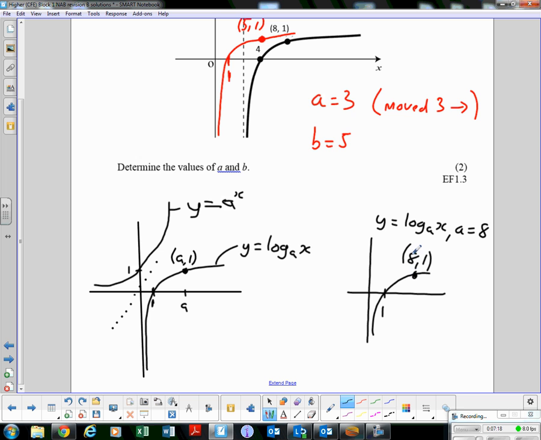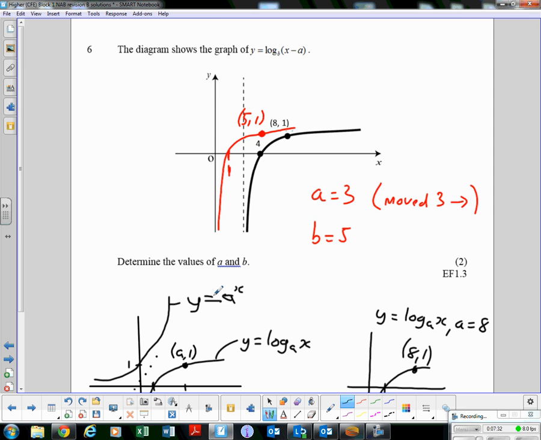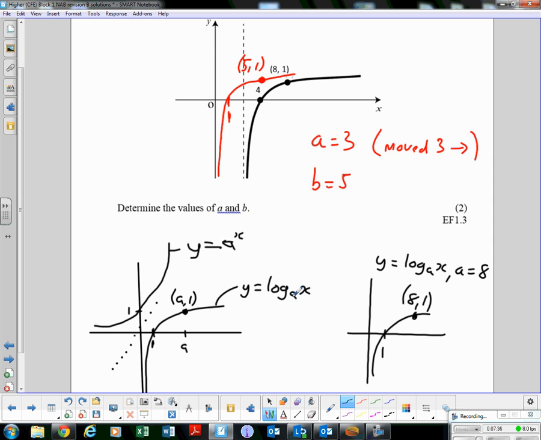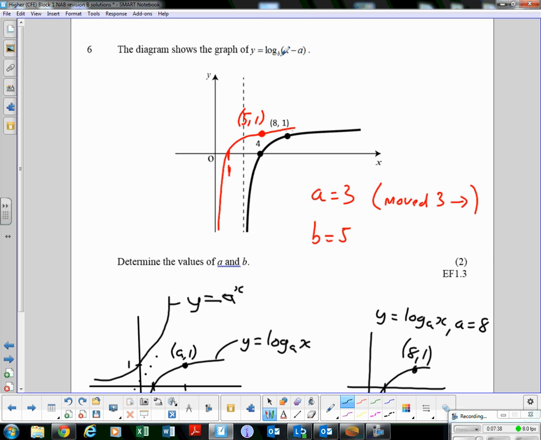If it was going through the point (12, 1), it'll be y equals log to the base 12 of x. If it was going through the point (2, 1), it'll be y equals log to the base 2 of x. Let's go and have a look at the question. So we need to understand that to answer this question properly. Just to confuse matters, I've called this base a, and the question calls it base b. But it's basically the base we're talking about. We could call it C, D, E, F, G, H, I, whichever letter we want to.